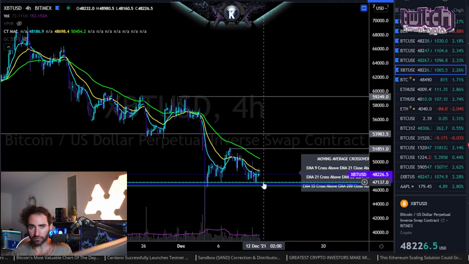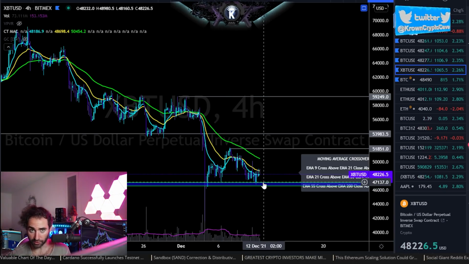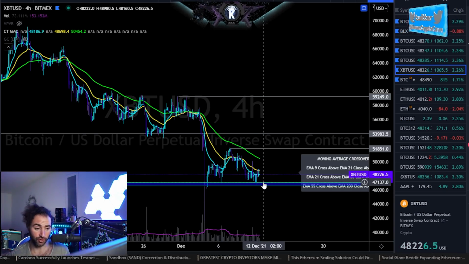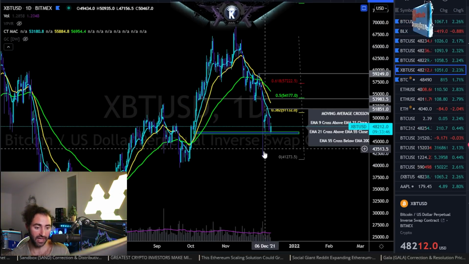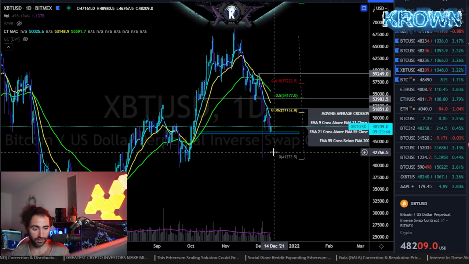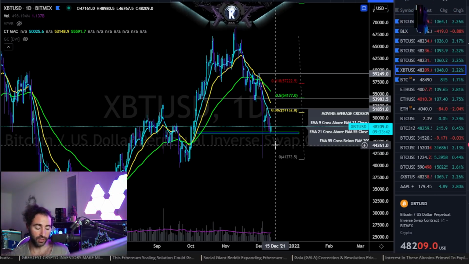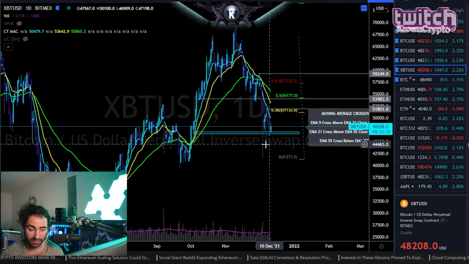46,500 is still the big area for the short term. If Bitcoin closes below there, even on a 12-hour or especially a daily, I am looking for a bit of a dump back down to the very low $40,000 territory. Whether that be 42, 43, or maybe even 44, not a big deal.